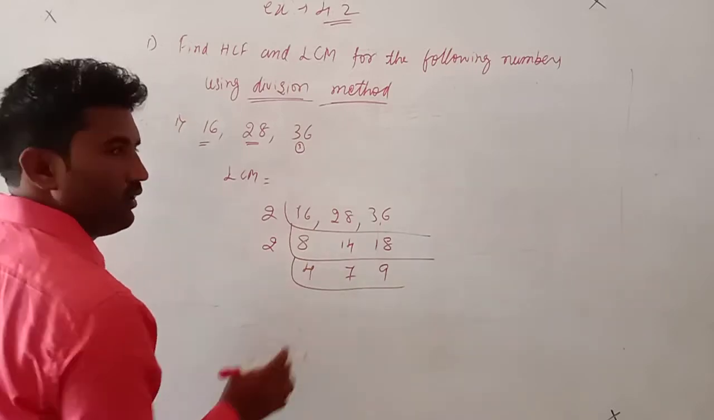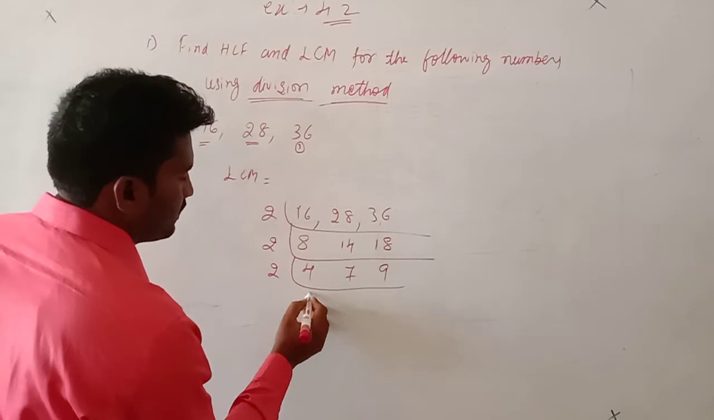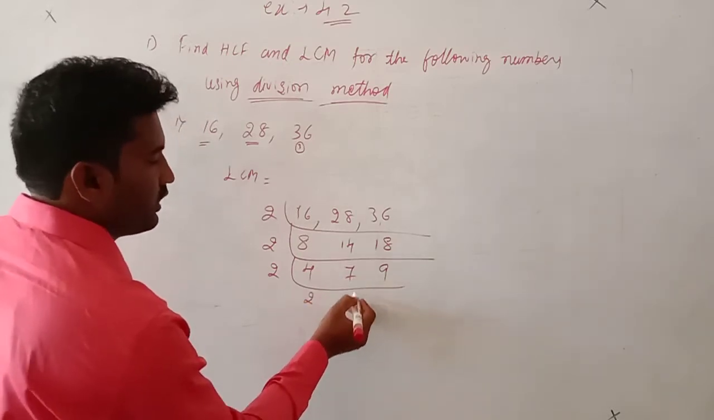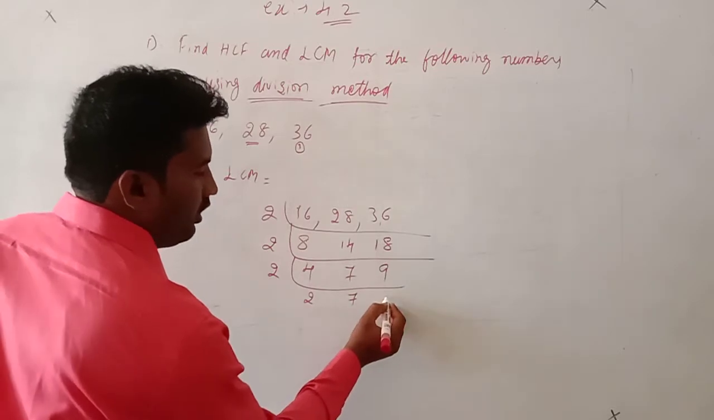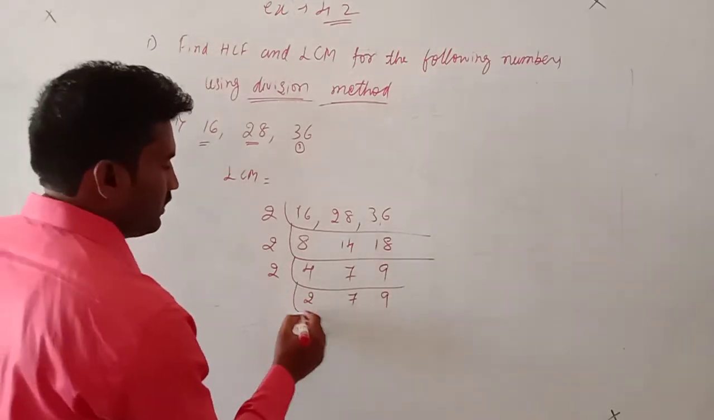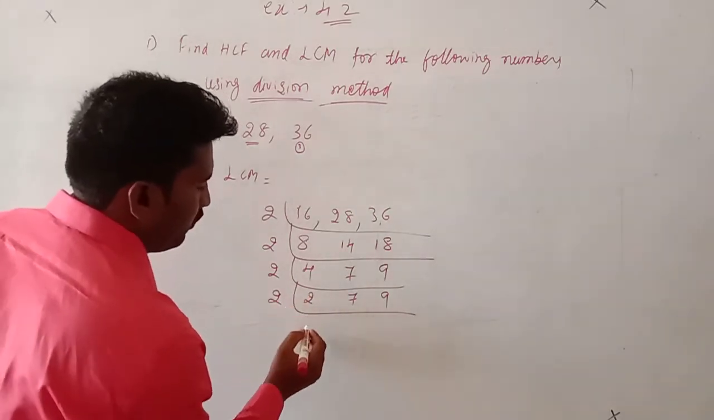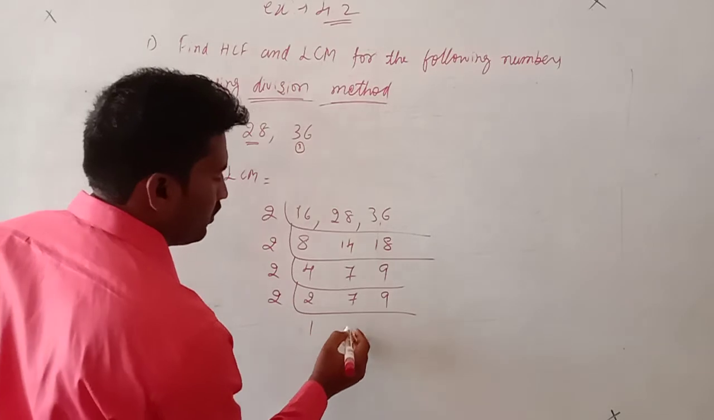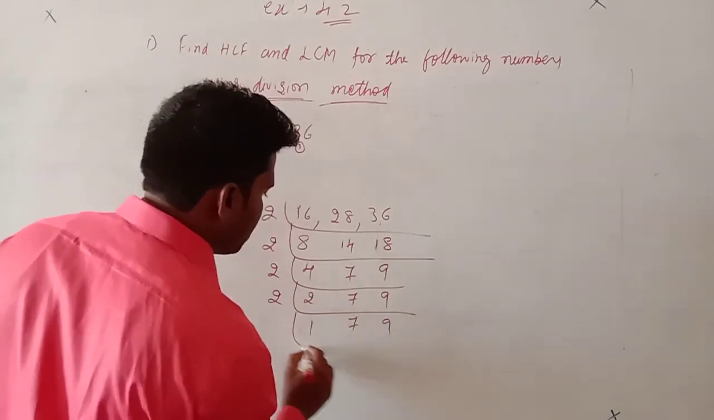So this is an even number, we divide by 2. 2 2s are 4. 7 is not divisible by 2, so keep 7 as it is. And 9 is also an odd number, so keep 9 as it is. Next, 2 again divides. 7 is not divisible by 2, so keep 7 and 9 as they are.